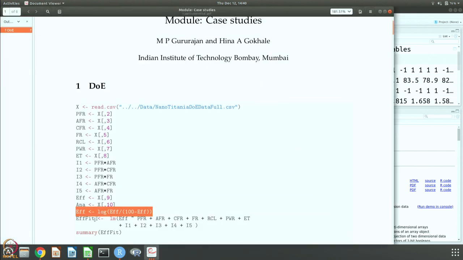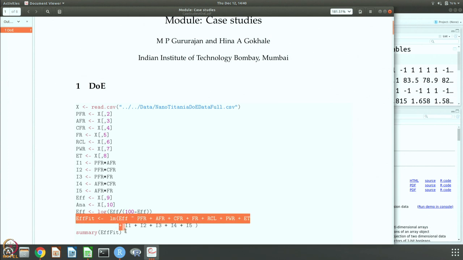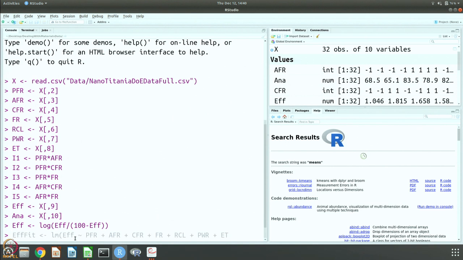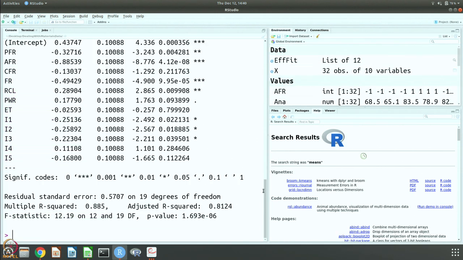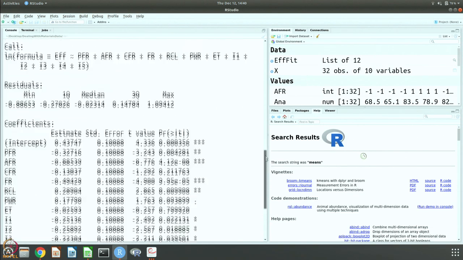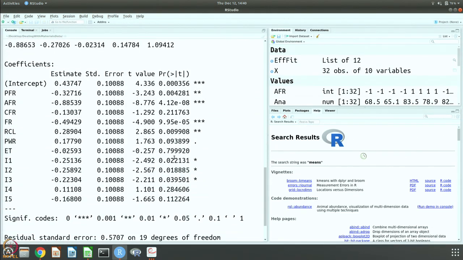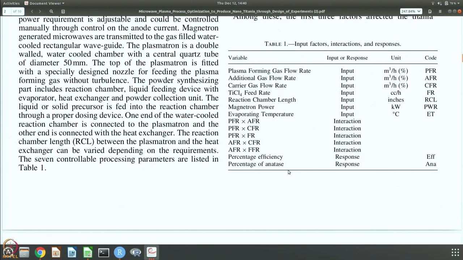After we do the logit transformation, we want to fit and look at how the fitted parameters look. I am saying that this logit efficiency is a function of PFR, AFR, CFR, FR, RCL, PWR, ET and these 5 interaction parameters, and there is a constant that will show up anyway. Now you can see that the fit gives you the fitted parameters along with their standard error, and now let us compare with what we have in the paper.